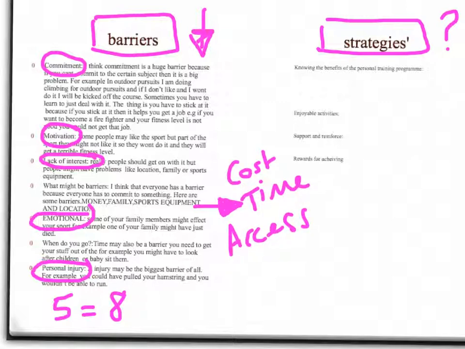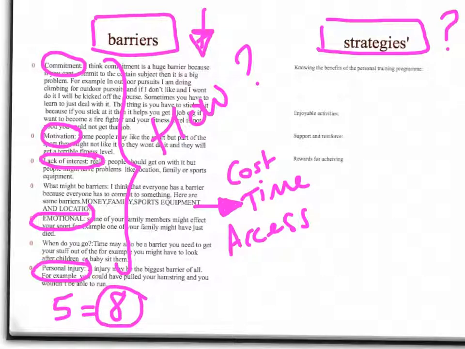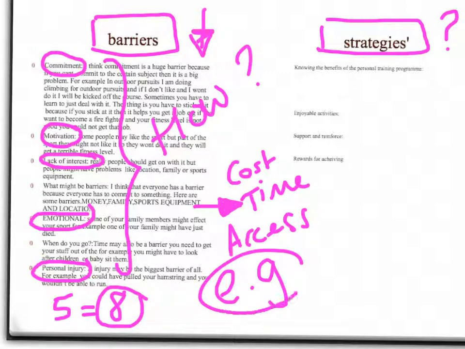What you must do for all of your work is to make sure that you say exactly how they stop people from exercising. How does each one of these barriers, these 8 barriers, stop people from exercising? Make sure that you give good examples for each point.